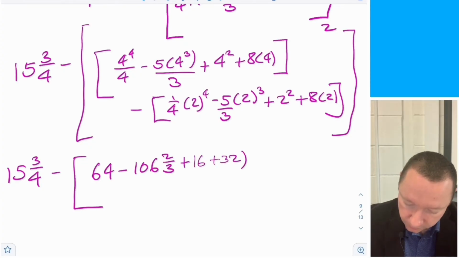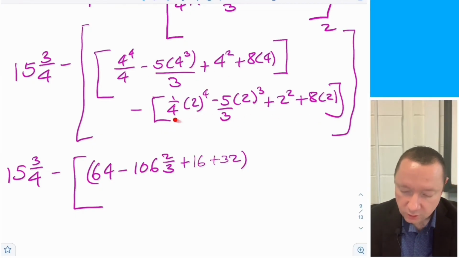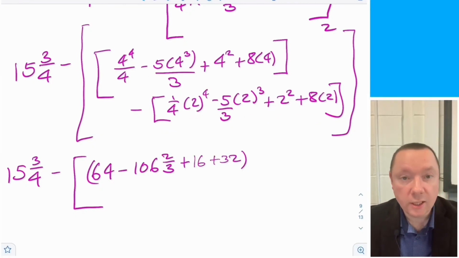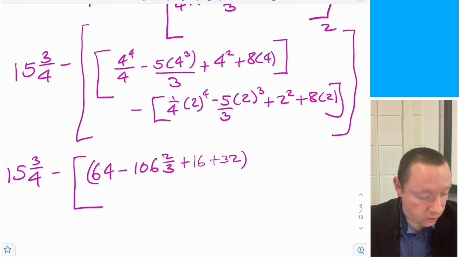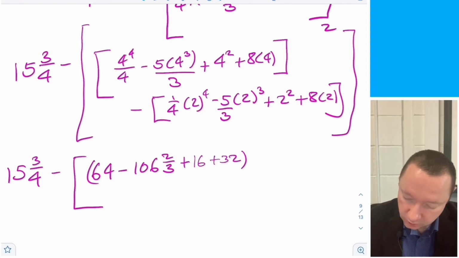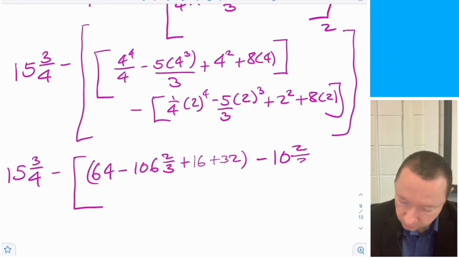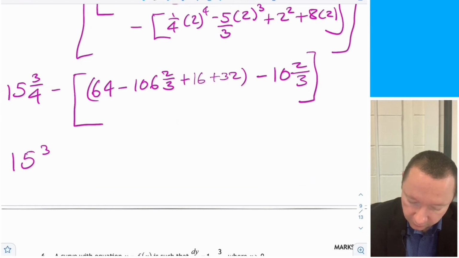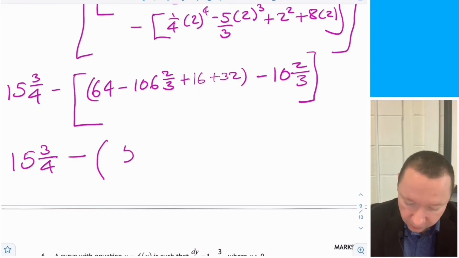That's this bracket here. In this bracket, we already know the answer because we did it in part A, so we might as well just write down the answer. That was 10 2/3. So take away 10 2/3. 15 3/4 minus first part of the bracket gives you 5 1/3 minus 10 2/3.